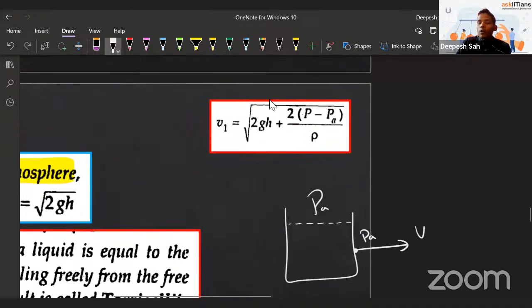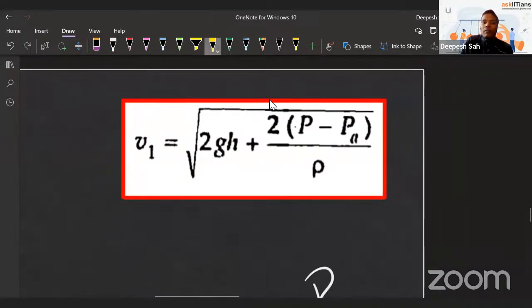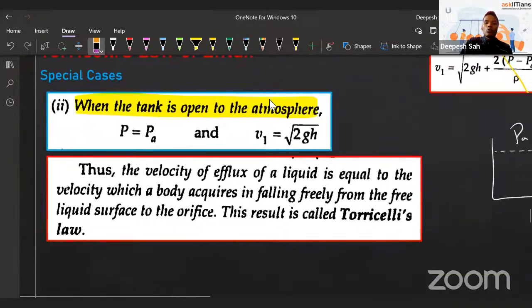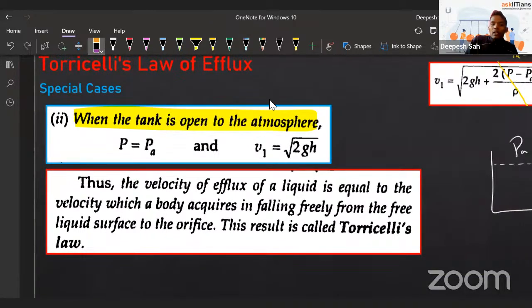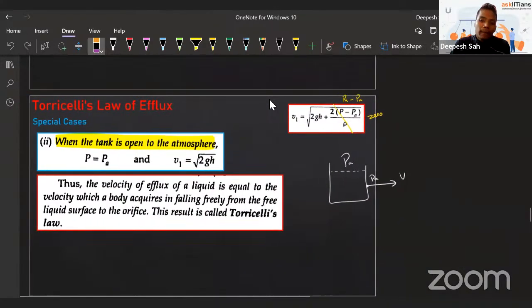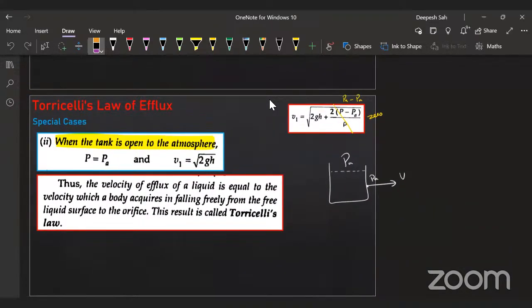So when you use the formula, this P minus PA will become PA minus PA, atmospheric pressure minus atmospheric pressure. So the whole term will become zero. So we will be only left with this. And this is what we call root 2GH. This is also known as Torricelli's law of efflux. Why? I will explain. But tell me, are you understanding the formula first of all? Yes, sir.